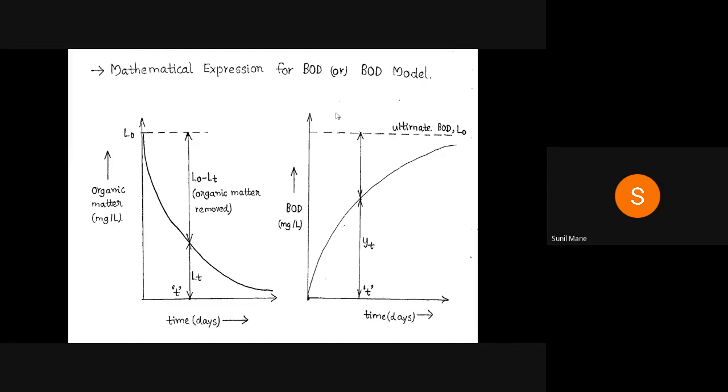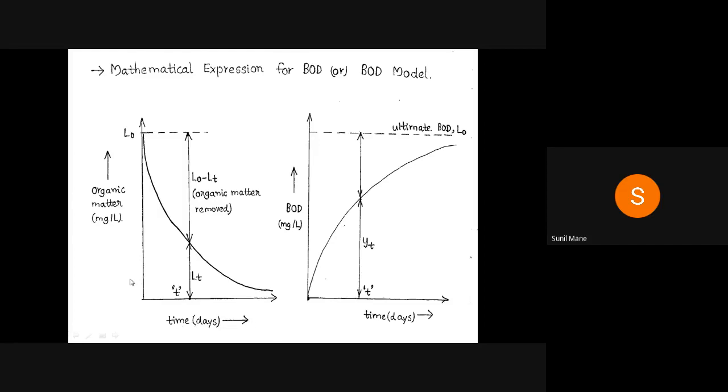Now these two graphs are exactly opposite. Now the first graph you can observe. In the first graph, two things are given. On the x-axis there is time. In case of BOD, time would always be in terms of days, because the organic matter would be consumed within days. It won't be less than days. So it would definitely be in terms of days itself.